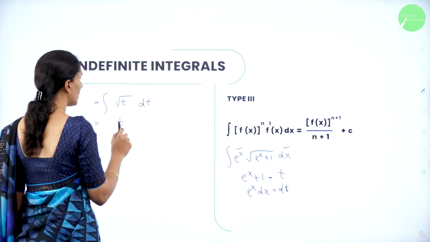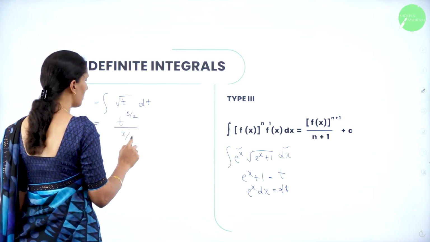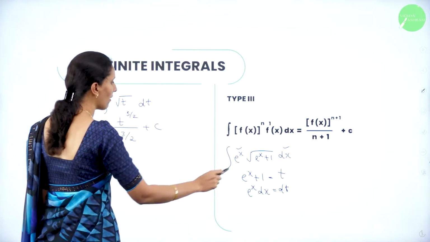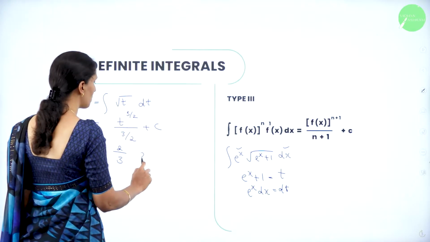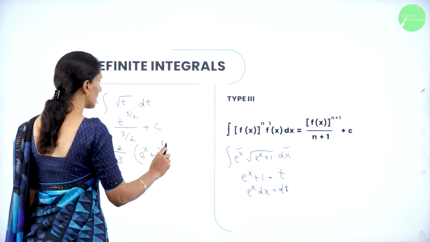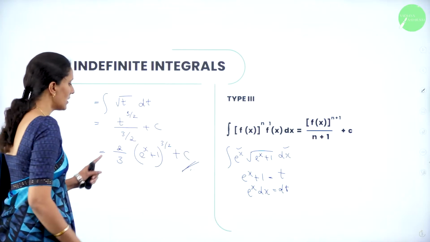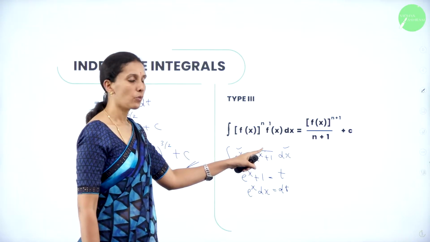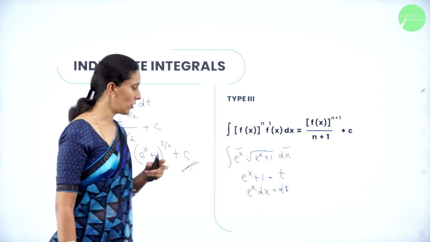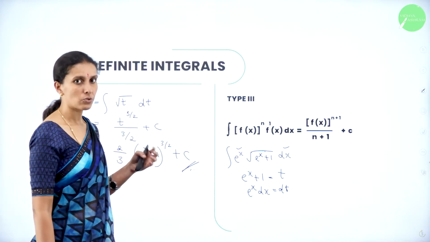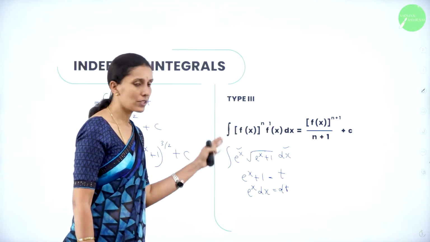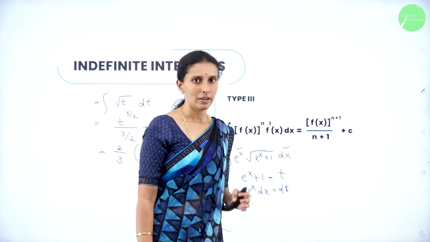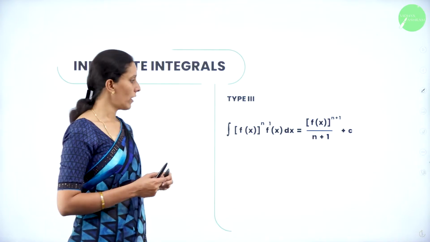So this becomes t to the power 3 by 2 divided by 3 by 2 plus c, or you can write it as 2 by 3. What is the value of t we have taken? That is e power x plus 1 to the power 3 by 2 plus c. This is how we can write. Now you can see here our f of x is the function, and the power is 1 by 2. 1 by 2 plus 1 is 3 by 2. Similarly, in the denominator, it is 1 by 2 plus 1, 3 by 2. So any function of this form can be regarded as f of x to the power n plus 1 divided by n plus 1. Let me take one more example.